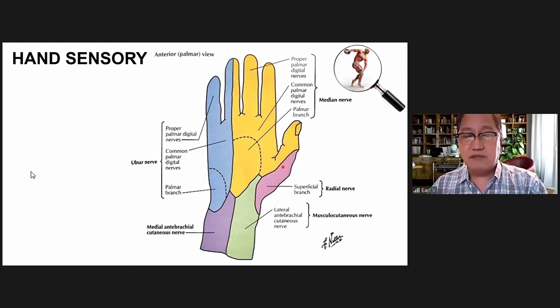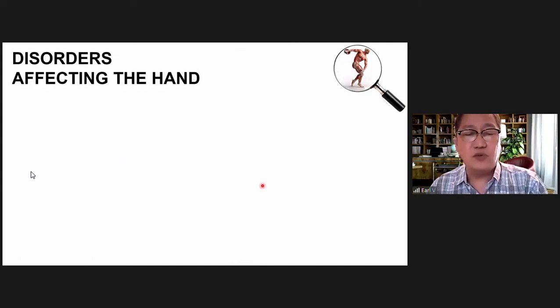And part of the radial nerve here is the dorsum of the thumb. And the rest is different. It's already the musculocutaneous and medial antebrachial cutaneous nerve. So this is the hand sensory. Okay, did you understand some of this? I hope you did. So let's go to the disorders affecting the hand so we can understand.